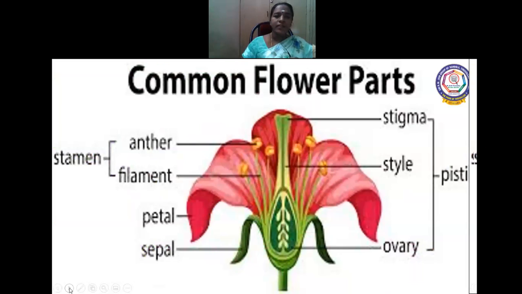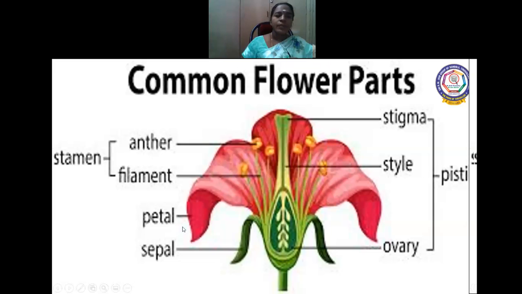Parts of a flower. Sepal. It is a green color structure. It's like a leaf-like structure. Petals. It is a smooth part and it is a colorful part of the flower.